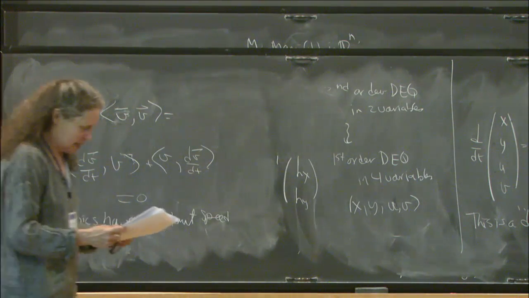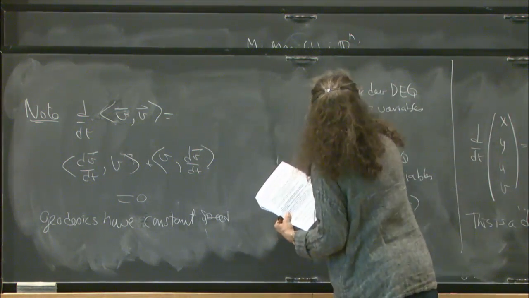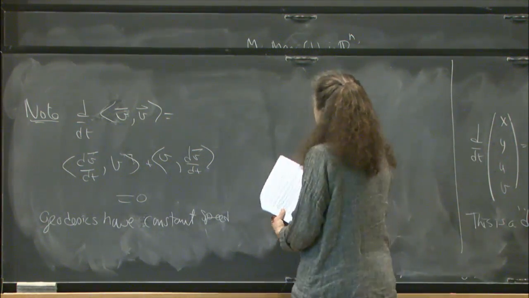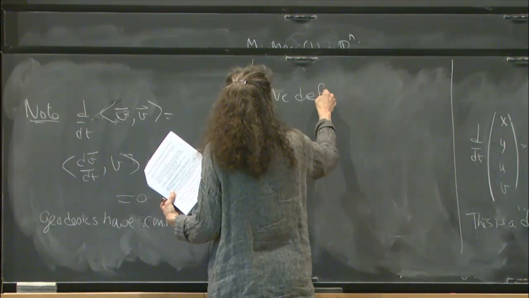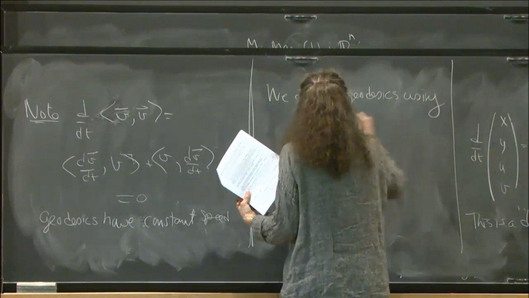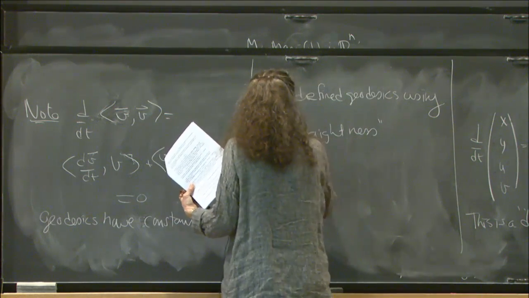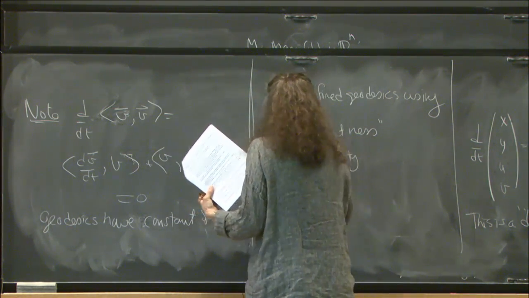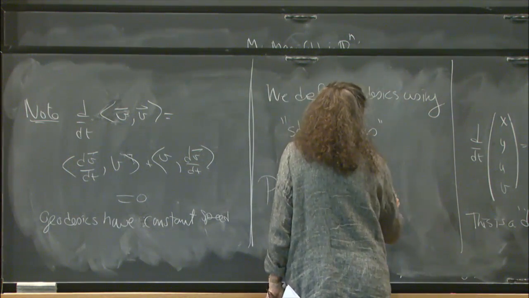And the next thing I wanted to show is that they also have the straightness property. I'm sorry, they also have the length minimizing property. So we define geodesics using the straightness property, and now we want to prove that they have the other property: that they locally minimize distance.